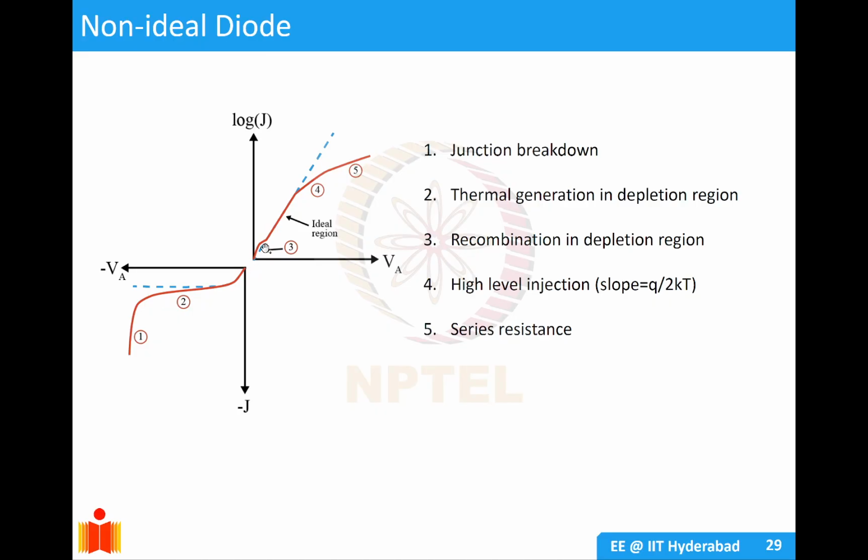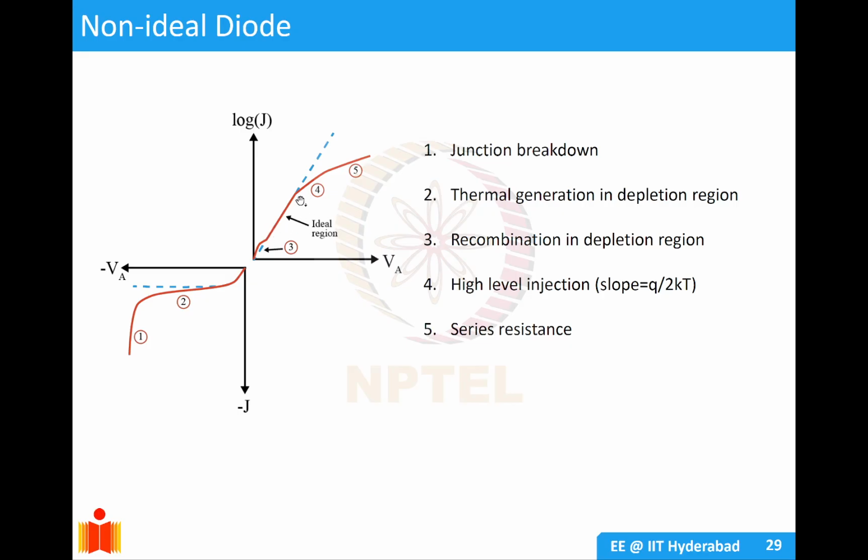Third is recombination in the depletion region. For low applied voltage, when the diffusion current is not dominating, the recombination of excess carriers inside the depletion region will reduce the carriers available for diffusion, and hence you will have a high difference in current.